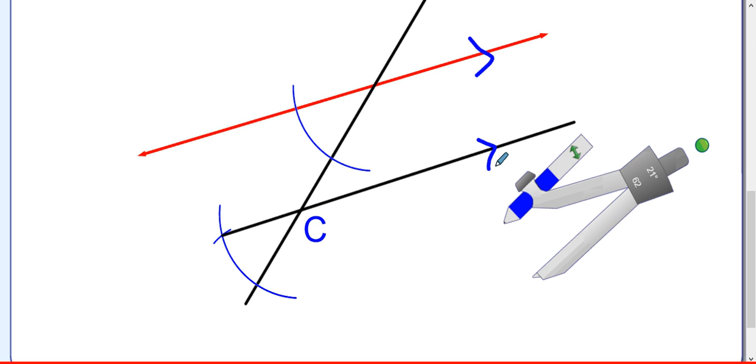Those lines are parallel. To mark that two lines are parallel, you can put a little arrowhead in the middle of each line. That shows that they are parallel.